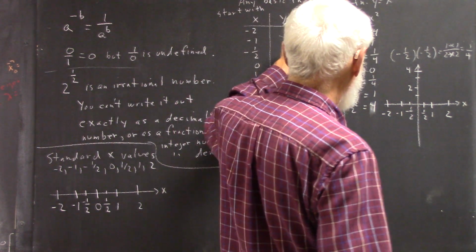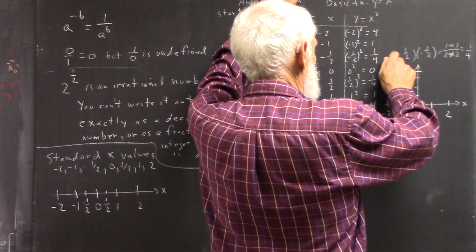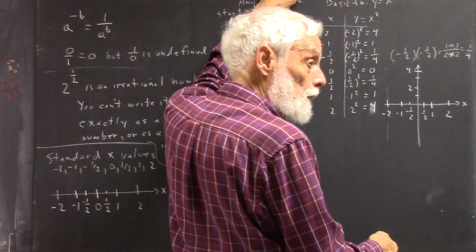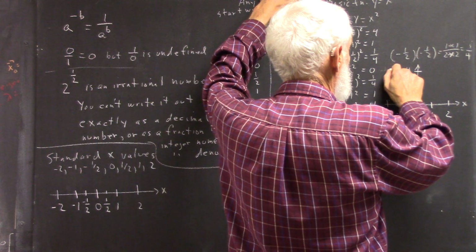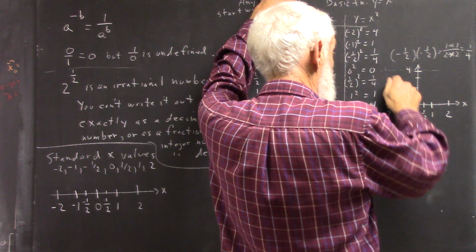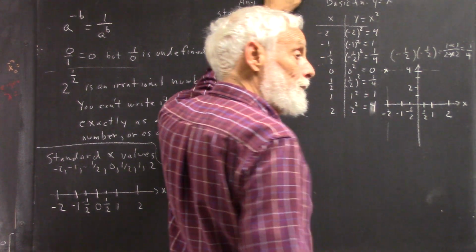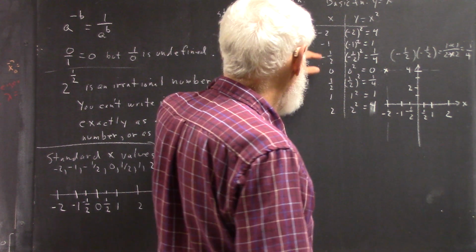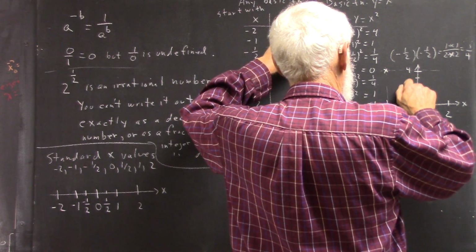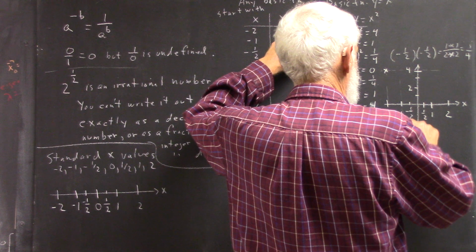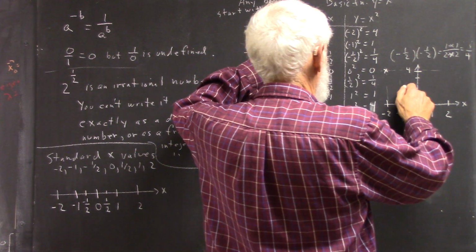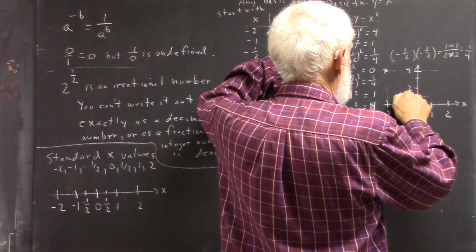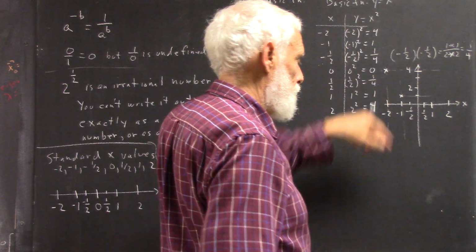Negative 2, 4. When x is negative 2, y is 4. So x equals negative 2 occurs everywhere on this line. For every point on this line, the x-coordinate is negative 2. And for every point on this line, the y-coordinate is 4. And at this one unique point, x equals negative 2 and y equals 4. Similarly, x equals negative 1 on a vertical line through the negative 1 point, and y equals 1 on a horizontal line, and we have this point.